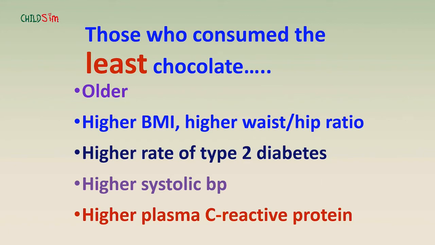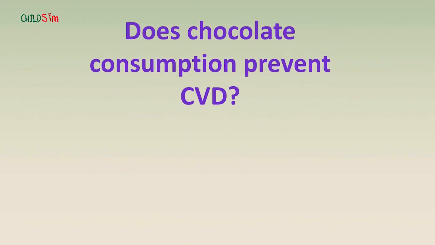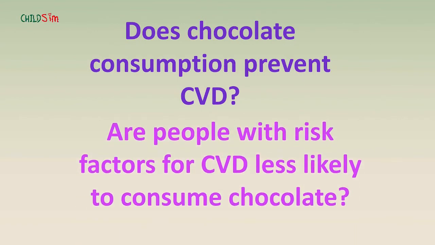So after looking at this list of things which characterize the people who consumed the least chocolate, or the opposite, that characterize the people who consumed the most chocolate, I'm inclined to conclude that it's actually the risk of cardiovascular disease which prevents the participants from eating chocolate. So people who already have diabetes may be less inclined to eat chocolate. Those who are fatter, those with a higher BMI, higher waist-hip ratio, those who are older, are more likely to eat less chocolate. So does chocolate consumption prevent cardiovascular events? Or are people with risk factors for cardiovascular events less likely to consume chocolate?